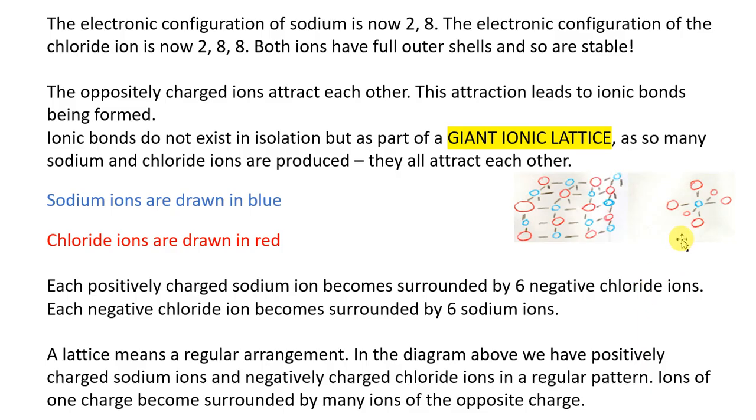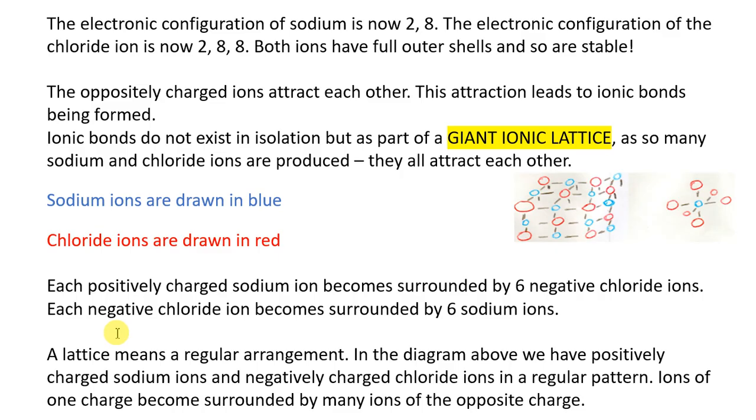If it makes it simpler, I've drawn 1 sodium ion beside the structure with red chloride ions above and below, to the left and the right, in front and behind. So each positive sodium ion now becomes surrounded by 6 negative chloride ions, and it's attracted to them all. In turn, each negative chloride ion becomes surrounded by 6 sodium ions.